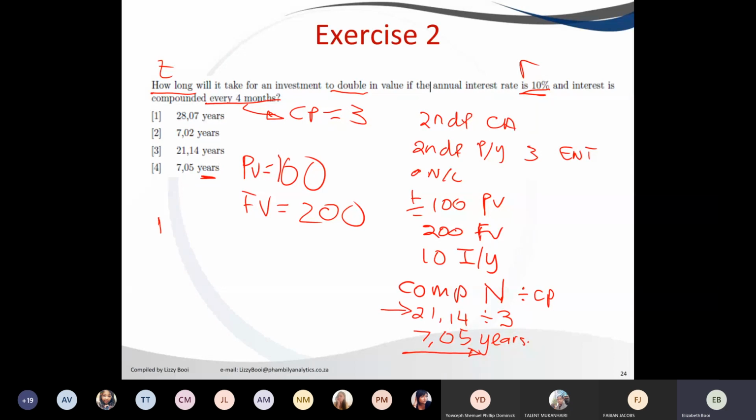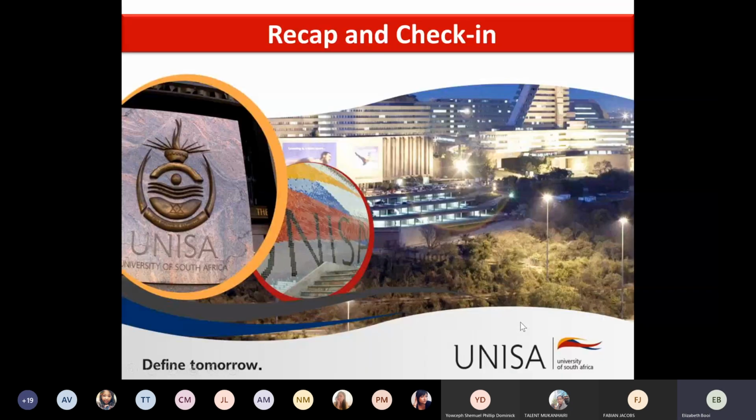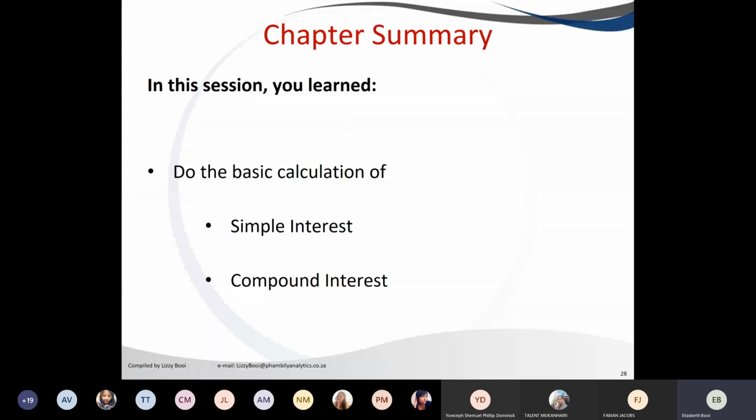And with that said, it concludes today's session. Let's quickly recap on what we did today so that then we can all go home happy. We've learned how to do calculations on simple interest. We learned how to do calculations on compound interest, using manual calculations and also using the financial calculator.